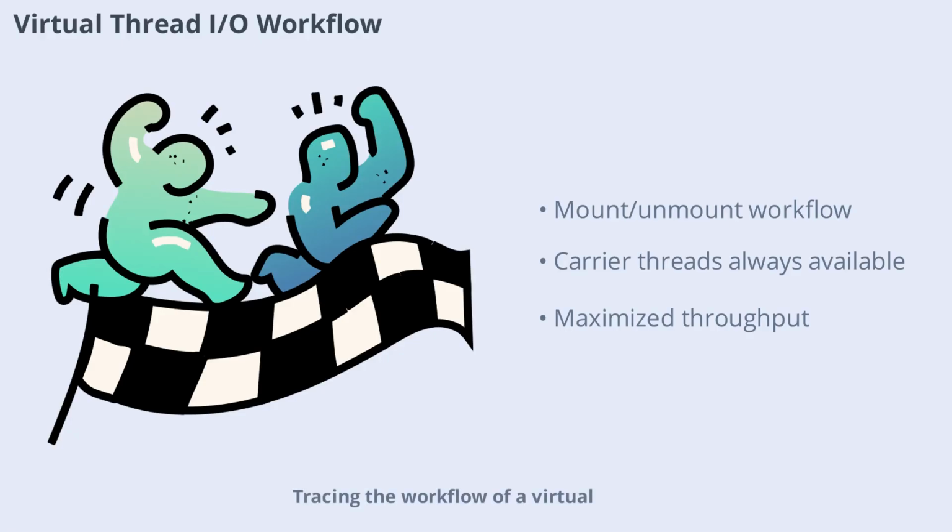Tracing the workflow of a virtual thread during I/O operations reveals its efficiency. The thread mounts on a carrier thread for actual work, unmounts during I/O waits, and remounts when ready to continue. Carrier threads are constantly available for other tasks, and virtual threads can switch between carriers without losing state. This workflow eliminates wasted resources and maximizes throughput.